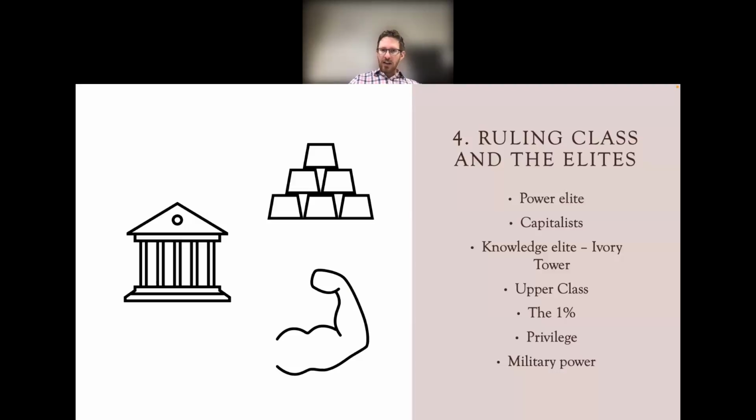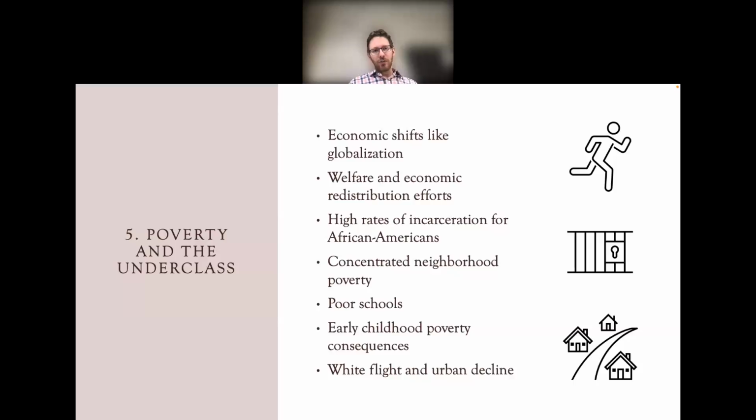They might focus on different groupings in an unequal society. Here we might look at the ruling class or the elites. This is something that C. Wright Mills focused on. We read him in the first week of class. Who are they? What resources do they have? Why are they the elite? We might look at the other side. We might look at people in poverty or the underclass. Why are they in poverty? What keeps them in poverty? Are they able to leave?